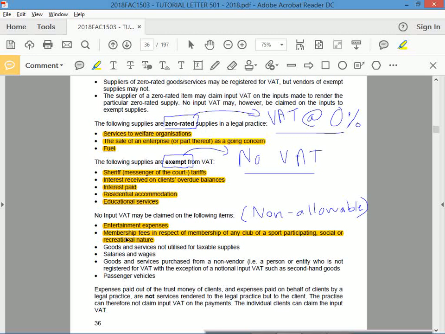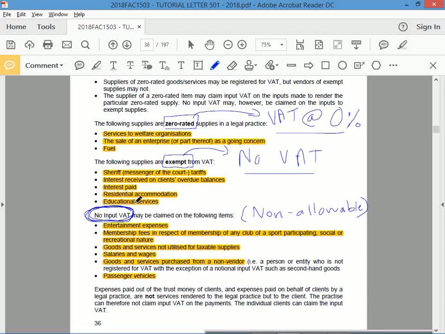Those membership fees can be claimed, but if you're paying the fee at the golf club, the golf course, or a sports club or a social club or anything other, not allowed. Goods and services not utilized for taxable supplies, salaries and wages, goods and services purchased from a non-vendor, passenger vehicles. These are just some of the items that are not allowed in terms of claiming input VAT.